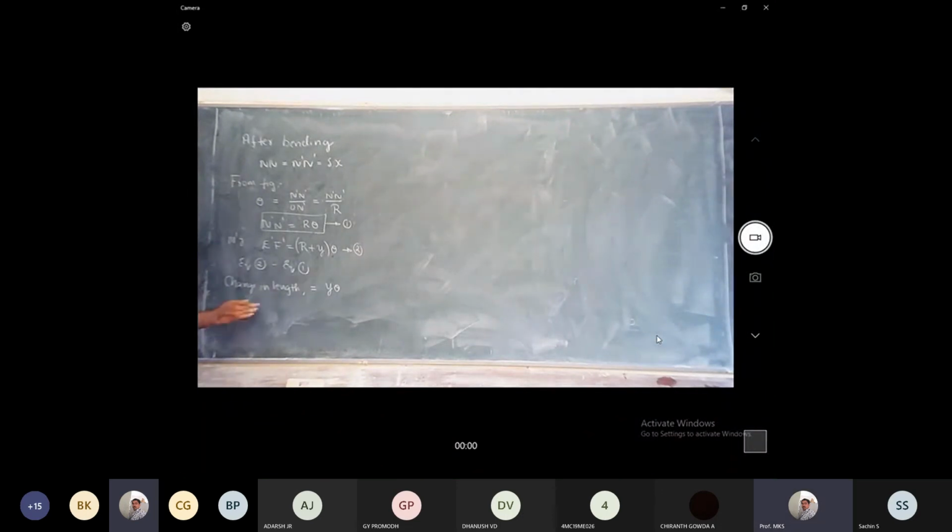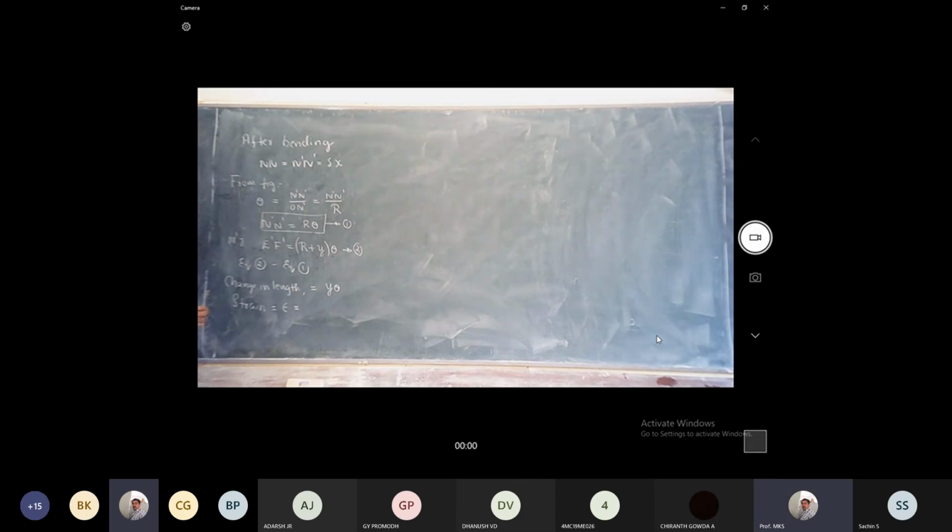Next, you know the definition of strain. Strain for a material is given by epsilon. What is the equation?